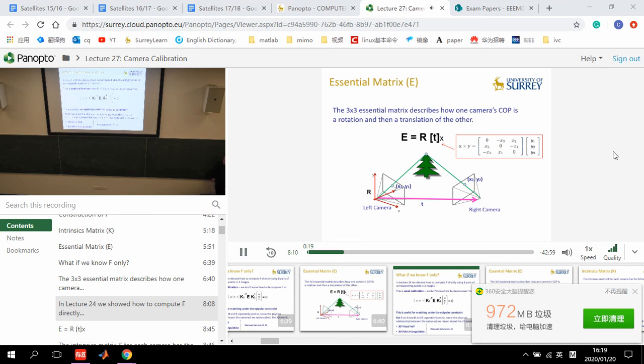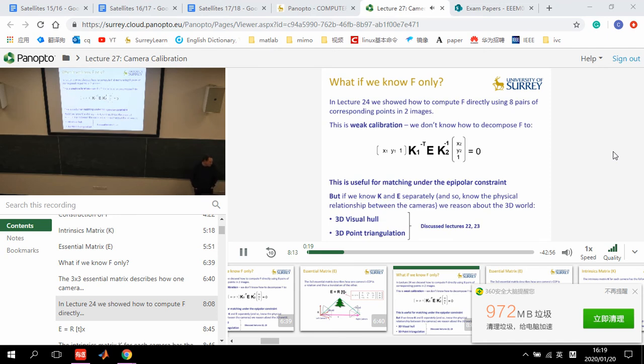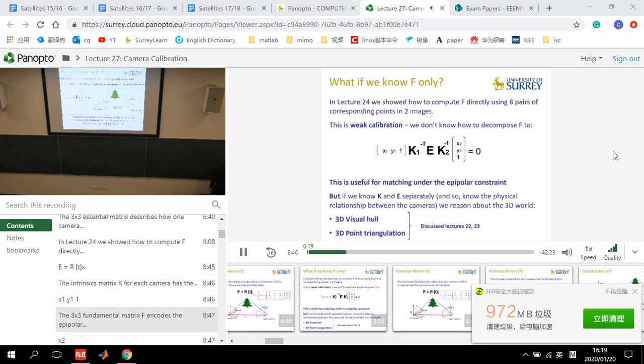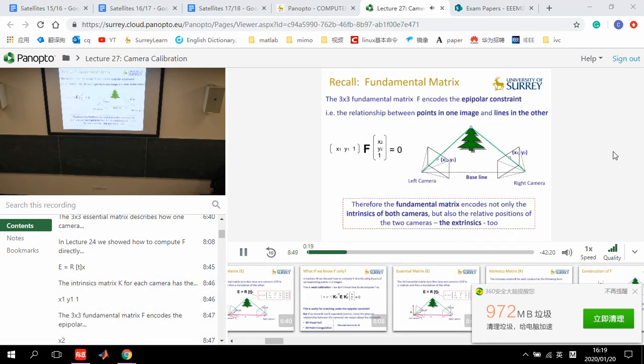Right, so in the previous lecture, lecture 24, we showed how it's possible to estimate this F, which is written out in longhand here, directly using 8 pairs of corresponding points across these two images. Do you remember? We established SIFT correspondences, and then we used RANSAC to estimate the best fit homography to correspond to those SIFT points. So this process, if you recall, we call a weak calibration, because we're directly estimating that matrix F.